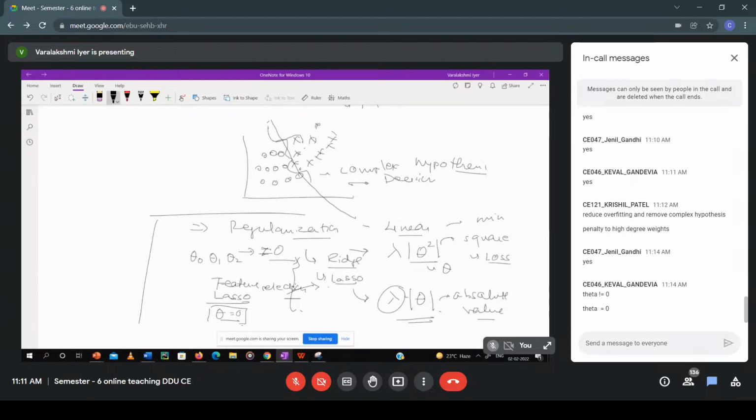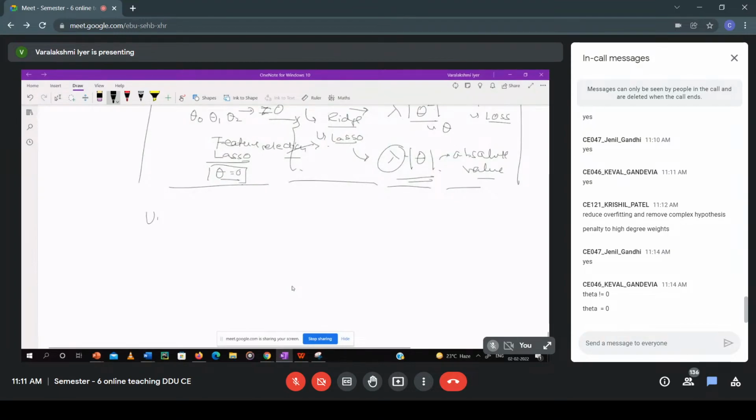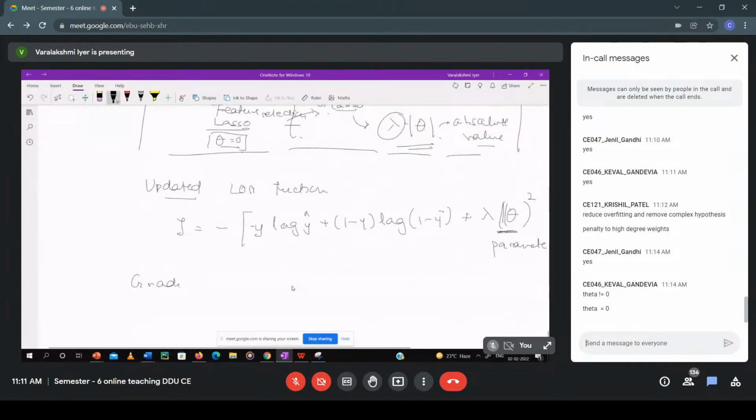So the implementation in the case of logistic regression is similar. Your updated loss function for logistic regression will be J equals minus of y into log of y hat plus 1 minus y log of 1 minus y hat, plus lambda into parameter square. So your updated gradient descent formula will be reducing this value, so it will be an addition of this.